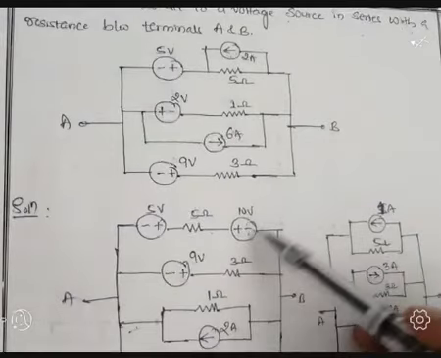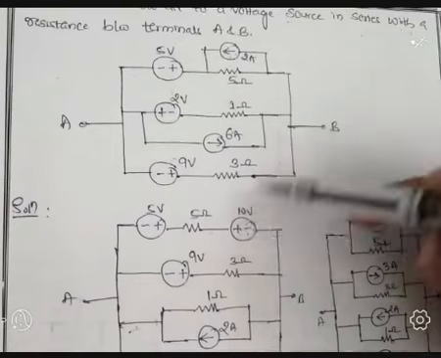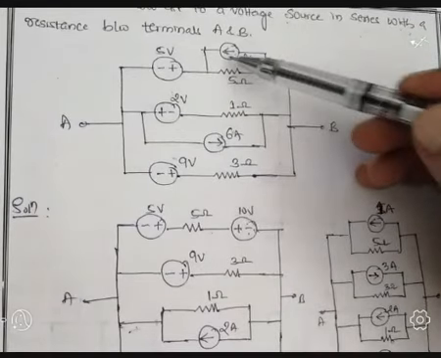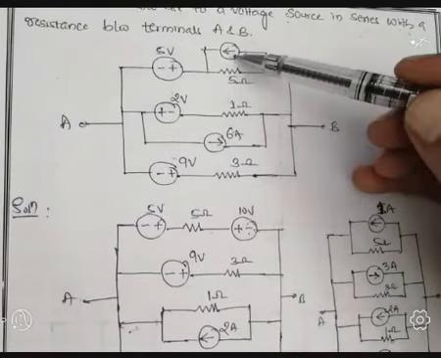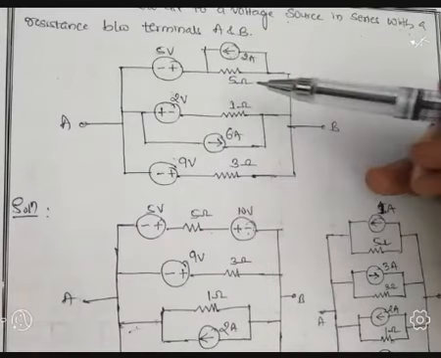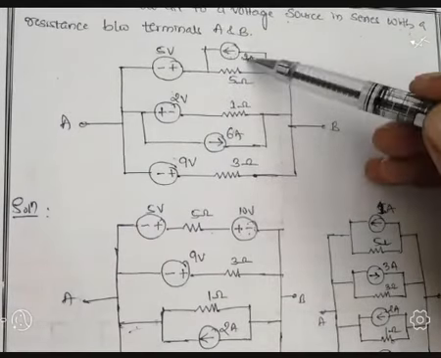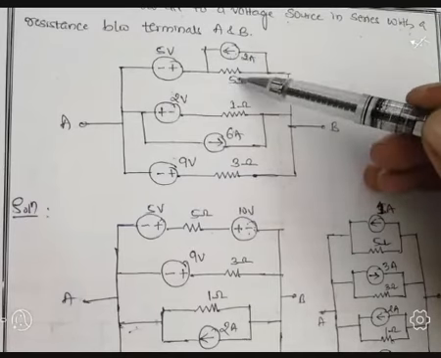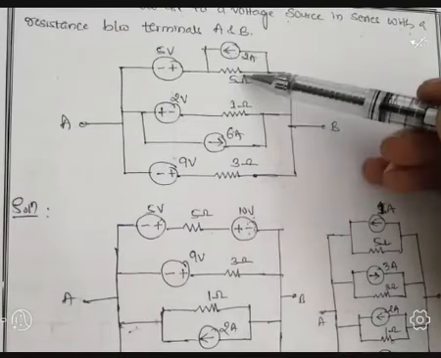Tail of the arrow mark is minus, head of the arrow mark is plus. I will repeat: head of the arrow mark is represented as a plus, tail of the arrow mark is represented as a minus. So how we converted? V equal to I into R. I is 2, R is 5. So 2 into 5, 10, 10 volt. That is in series with the 5 ohm.